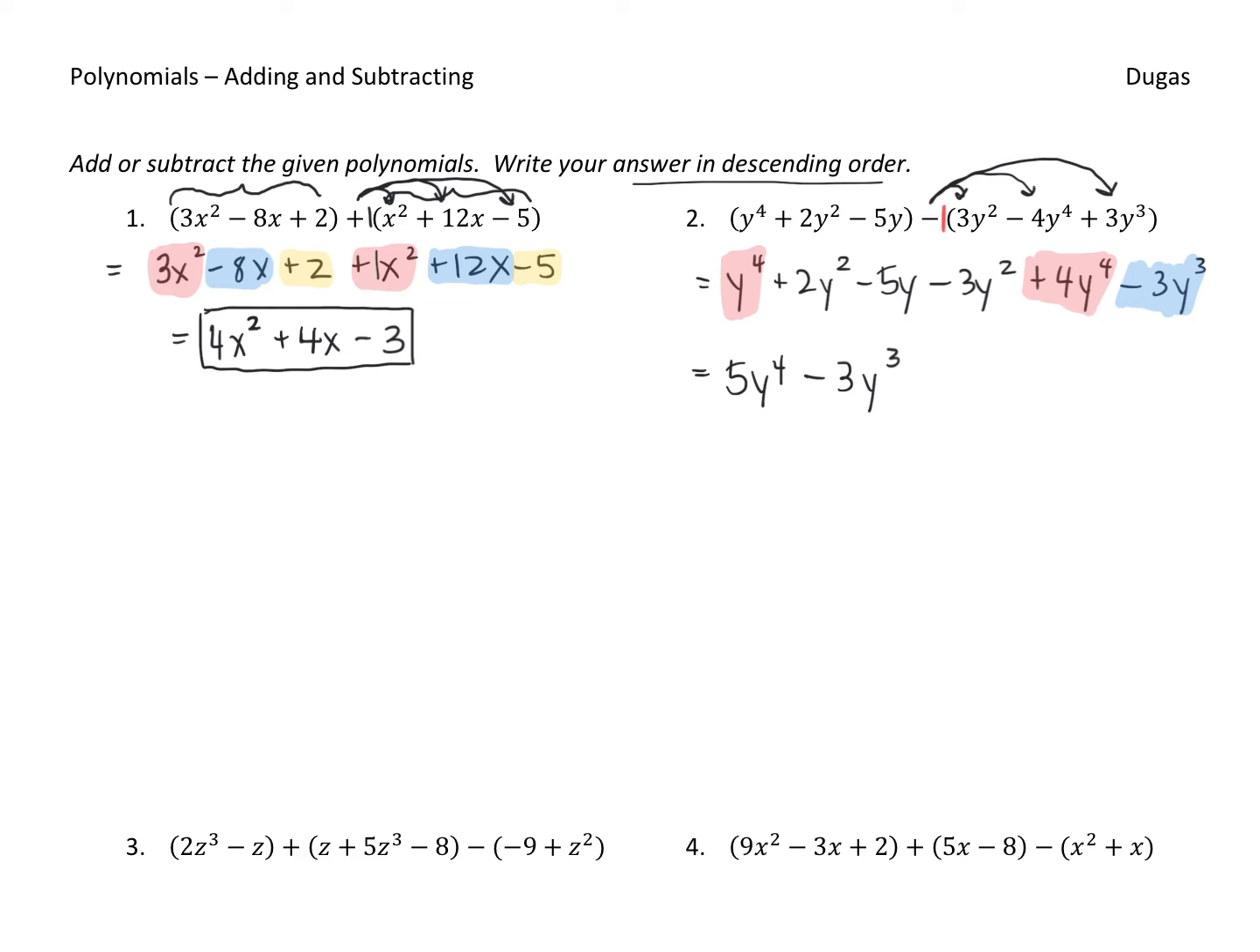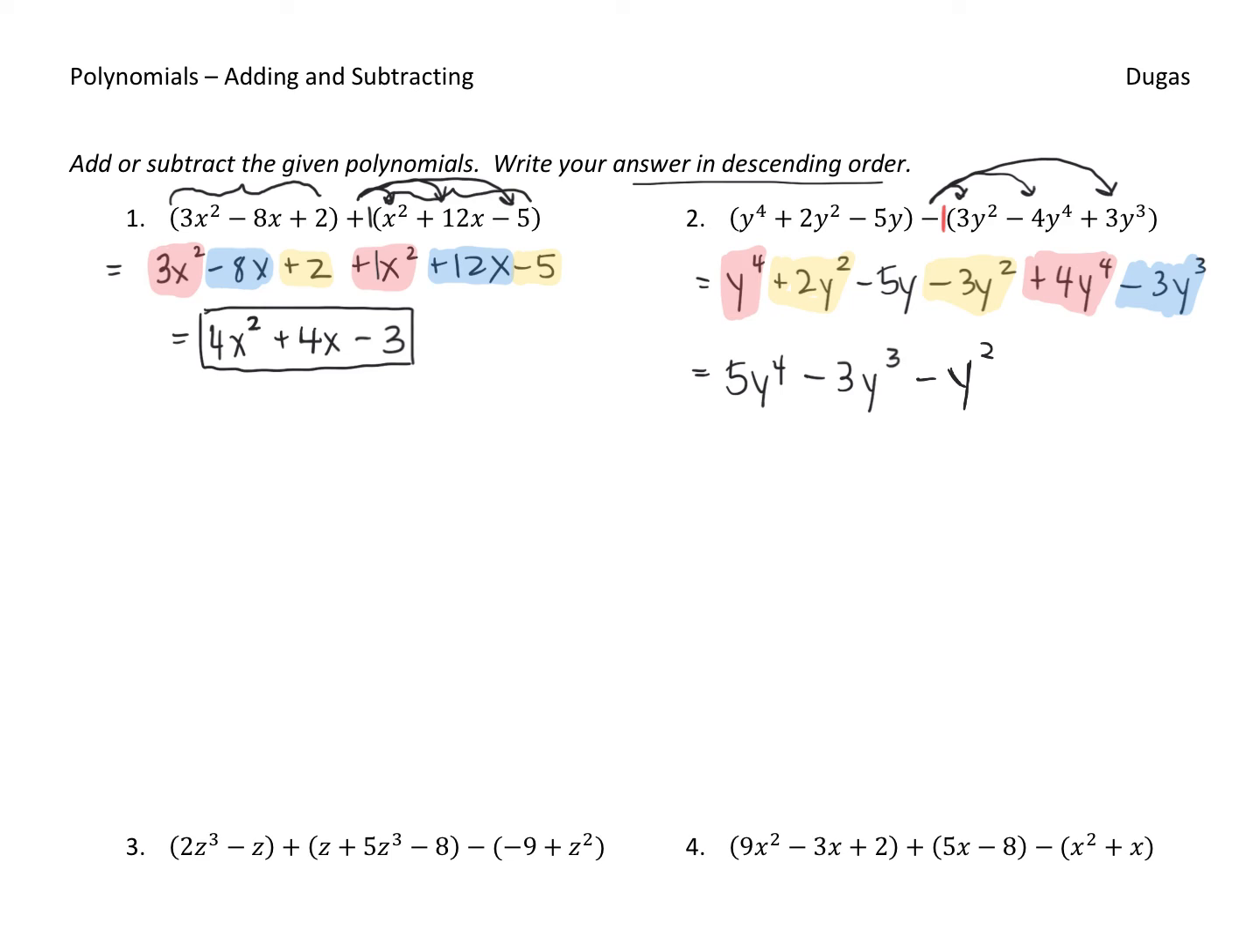Next, I'm looking for y squared, because again, remember we're looking to put them in descending order. So I have a 2y squared and a minus 3y squared. So 2 minus 3 is negative 1. So that would be a negative 1y squared. Remember, the coefficient of 1 is understood, so you don't have to write it.